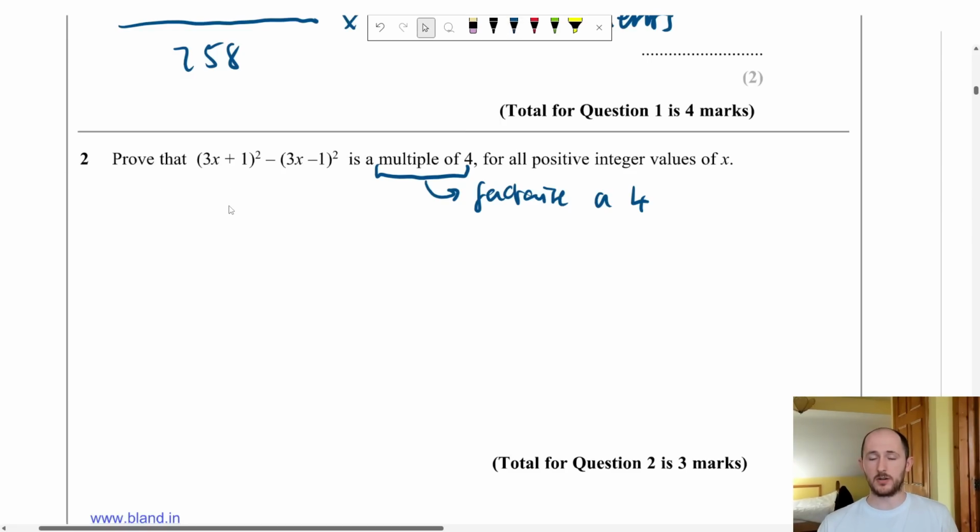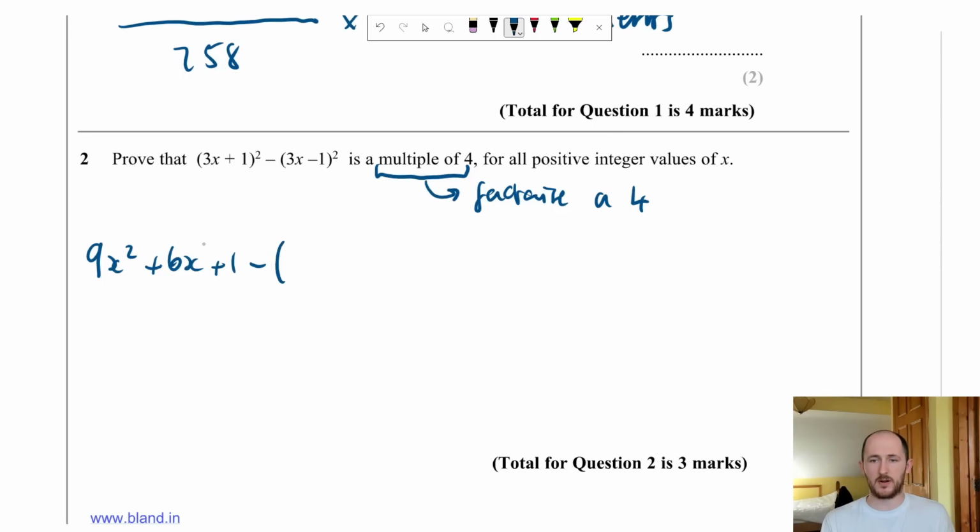So how do you do this? You're going to need to expand and simplify. Now, I would recommend, because there is a negative here, leaving it in brackets for now. I mean, you could probably do the first one without that. So 3x times 3x is going to be 9x squared. Then you're going to have plus 3x plus 3x, so that's plus 6x. And then we're going to have plus 1 at the end.